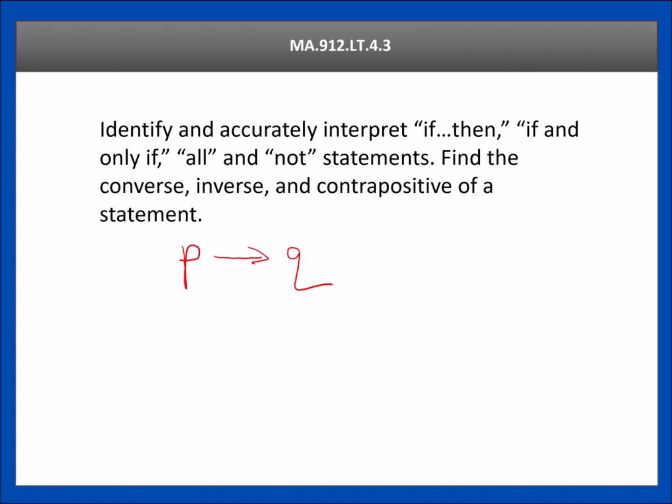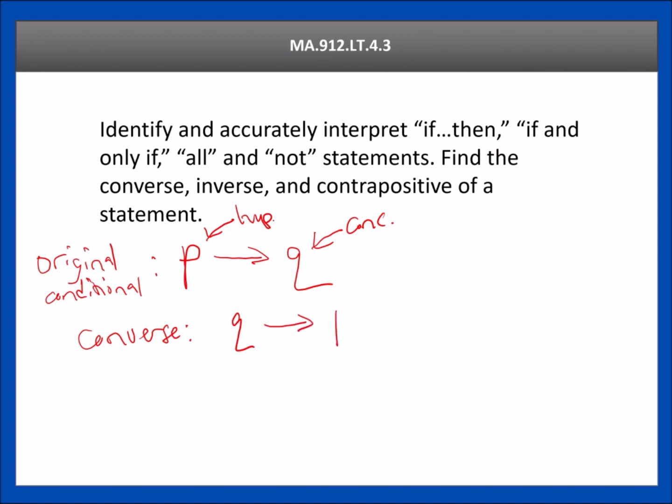If I wanted to do the converse of this statement, this is the original conditional statement. This is known as the hypothesis, and then this is known as the conclusion. So to do the converse, I need to swap the hypothesis and conclusion. So I need to switch them. So it turns into Q implies P. That's the converse, you switch the statements. So converse is a switch.